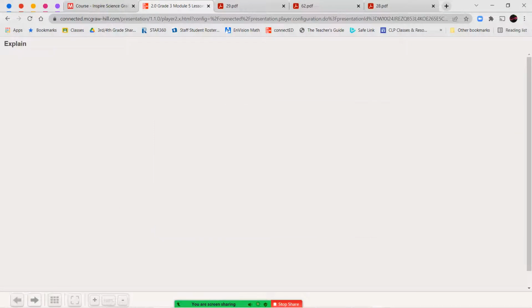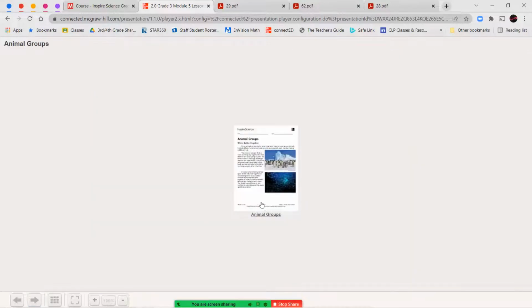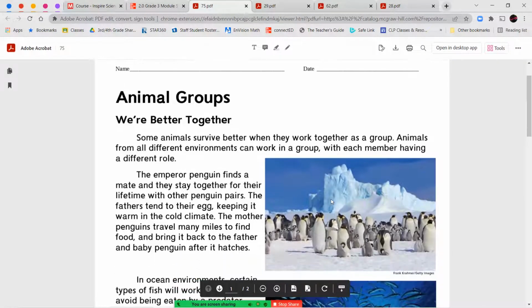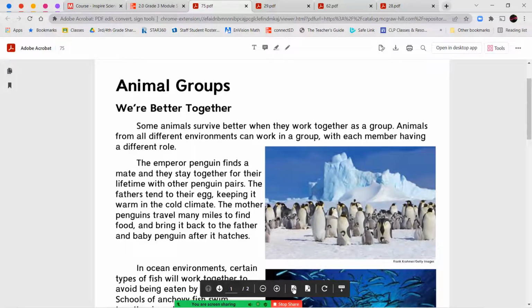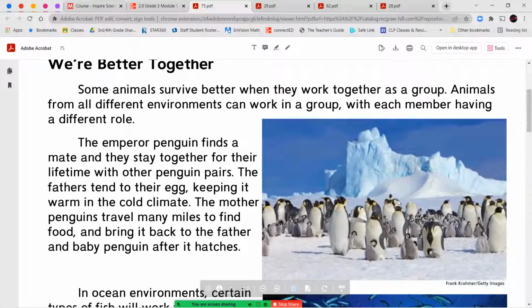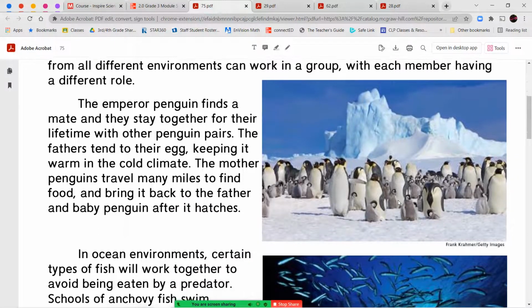Let's go ahead and pull up that handout. We're going to go ahead and read through it together. Animal Groups: We Are Better Together. Some animals survive better when they work together as a group. Animals from all different environments can work in a group with each member having a different role.